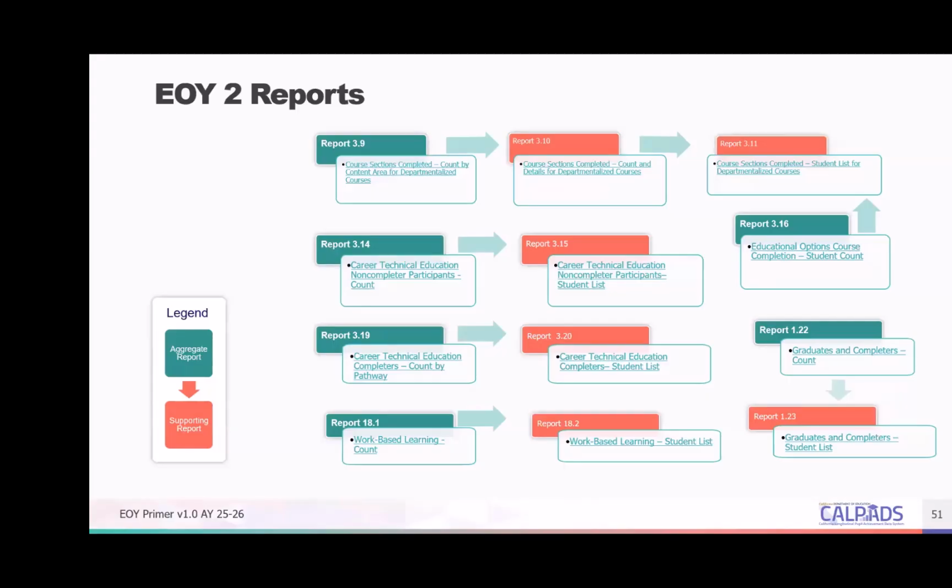Let's look at the end of year 2 reports. This slide just tells us the report relationships. If you just finished watching end of year 1, part of the primer with Adriana, you can see that this slide is a lot smaller. There's not as many reports. Your green reports are your aggregate counts. These are the reports that you will certify. The red reports are the supporting reports. They provide the student level detail, the course level detail.